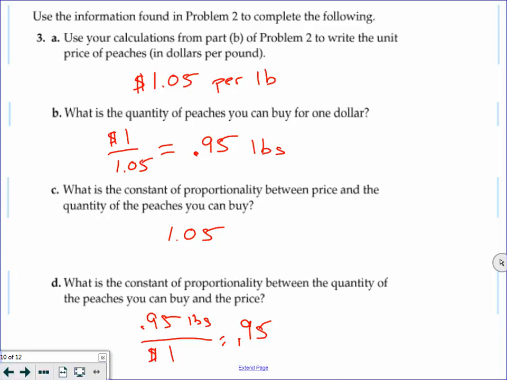All right, moving on to the last parts here for 3. The unit price of the peaches is $1.05 per pound. If we want to know how many we can buy for $1, we need to take the dollar divided by that unit price, or the constant of proportionality, which is 1.05. You get the 0.95 pounds. C, the constant of proportionality, is 1.05. And D, the constant of proportionality between the quantity of the peaches you can buy and the price. So now we're flipping it around. Okay, we want to know how many pounds for $1. That comes out to 0.95.